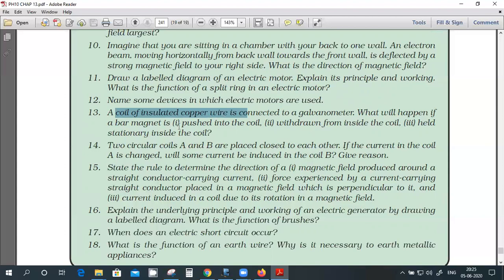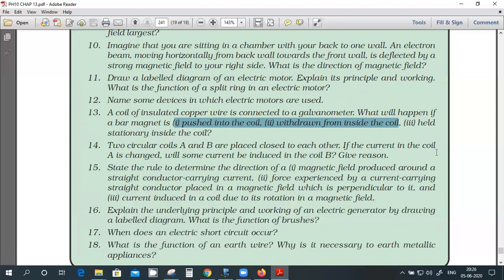Yeah, but then, what is the difference in the first and the second? So in the first one, if it's pushing the coil, then it would have a higher magnetic field. So I think more current, and the second case less current. The magnetic field is lesser as compared to the first one.